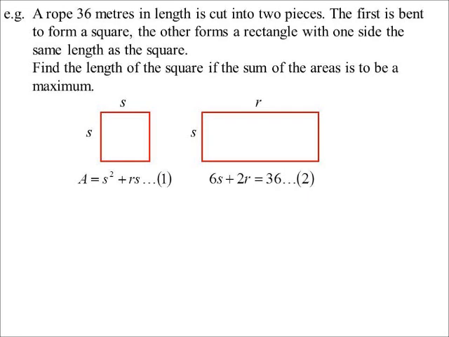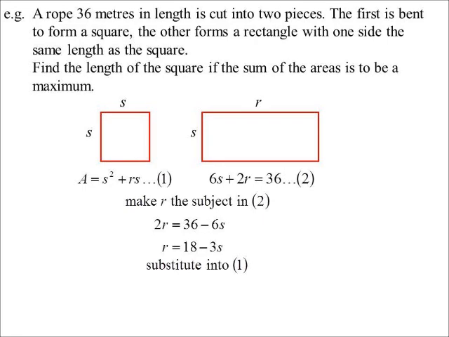So let's rearrange the second one to make R the subject. And we end up with R is 18 minus 3S. Substitute it into my area formula. And I now have a formula for area just in terms of the side of the square. Make it look a little bit neater.